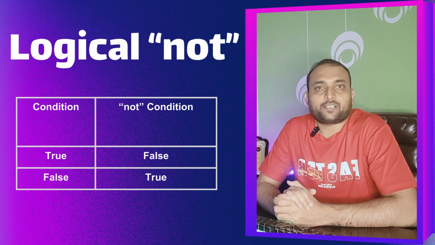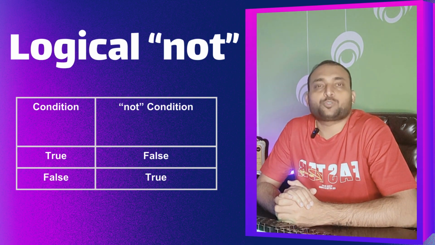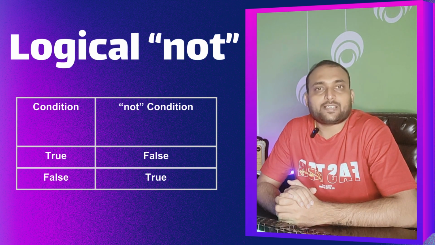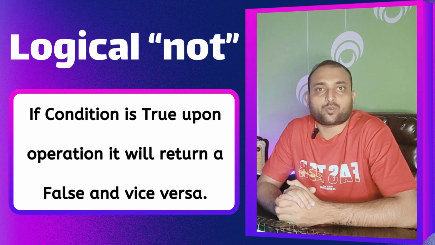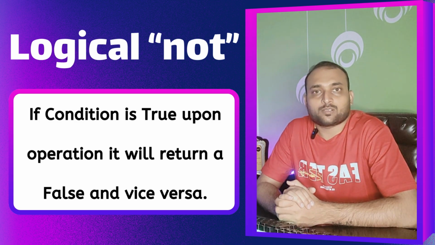The third logical operator is logical NOT. Here is the truth table for the same. Its working is very simple. It just reverses the Boolean values. If condition is true, upon operation it will return a false. Or if condition is false, upon operation it will return a true.